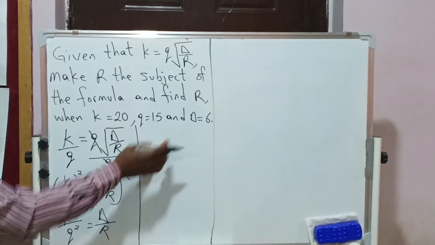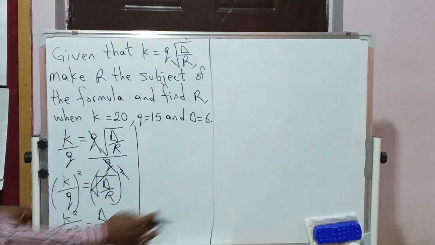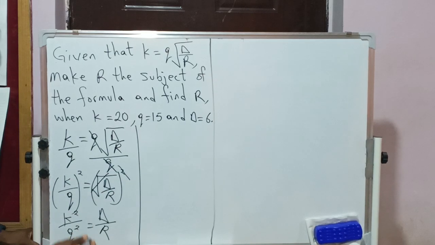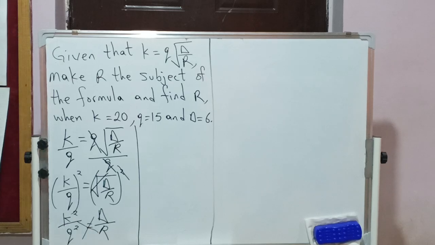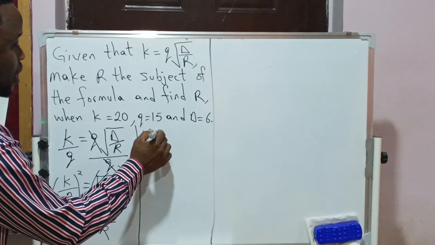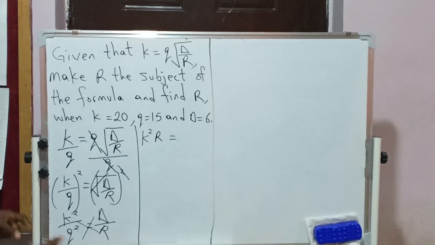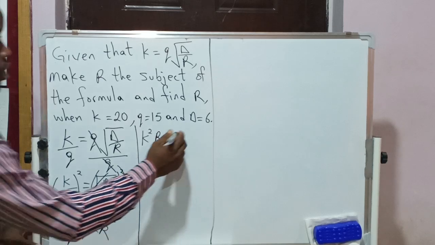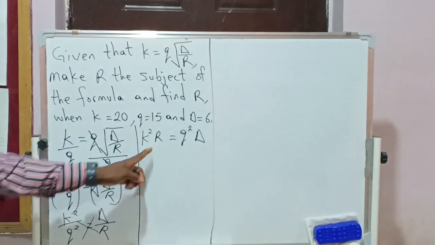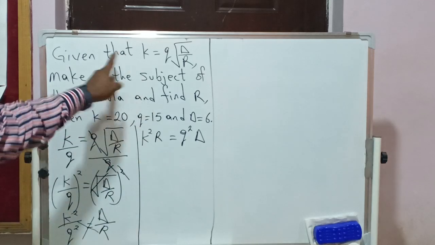Now I'm actually trying to come to this side. So look at what we have now. From here, all I need to do is just to cross multiply. I will multiply k squared. So I'm having k squared r, because k squared times r is k squared r, is equal to q squared times d, which is q squared d. So look at letter r now. And remember, that is our target.